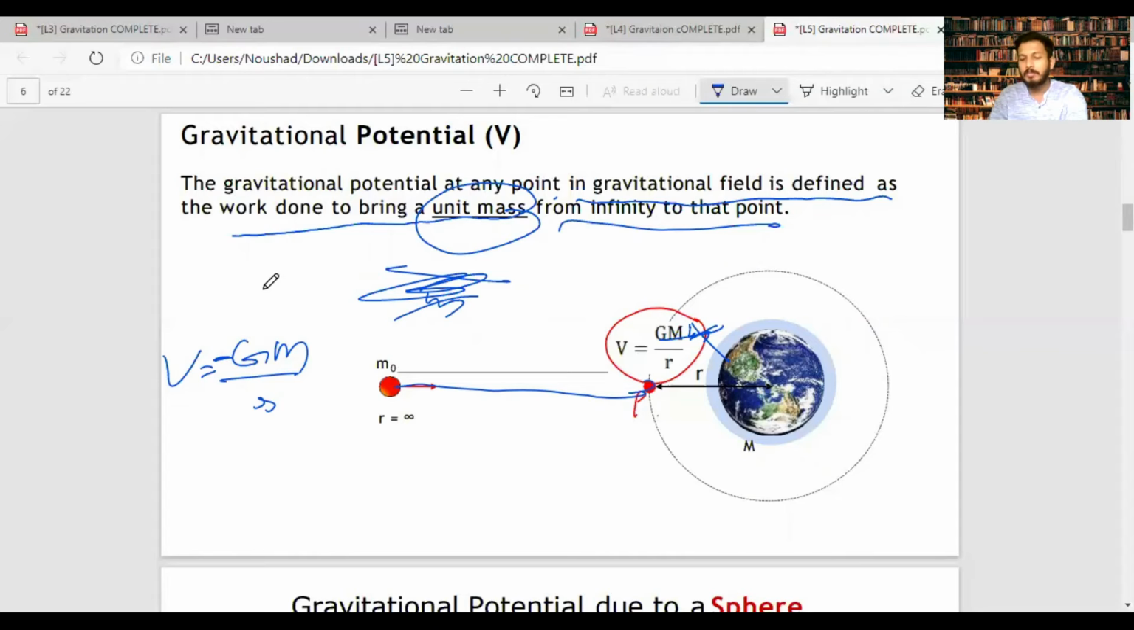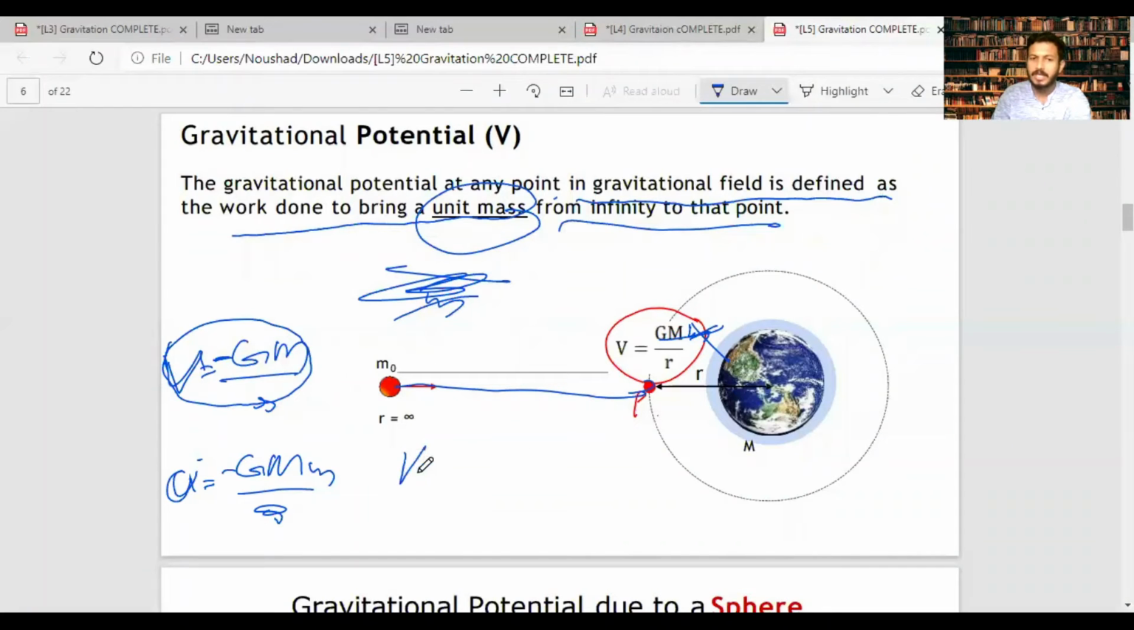Since we are preparing for an entrance examination, the derivation is not important. The path by which this equation is obtained is not important. The only important thing is the equation: minus GM by r is the equation. U equal to minus GMm by r. Gravitational potential is V, gravitational potential energy is U. Then V equal to minus GM by r, U equal to minus GMm by r.